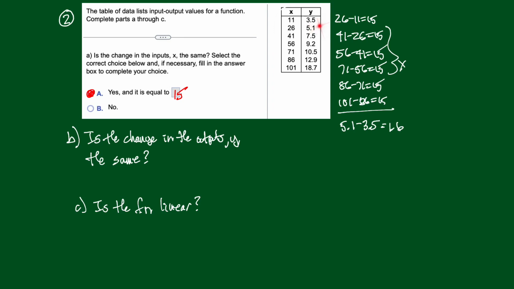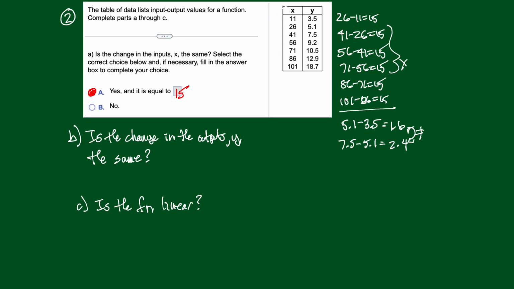Now, the next one, right? We just did 5.1 minus 3.5. Now do 7.5 minus 5.1. Right? So 7.5 minus 5.1. Well, I got 2.4, and right away these are not equal. So the y's are not increasing the same. So is the change in y, the output's, the same? No. All right, so no. So if we increment x by the same amount, but then the increments in y's are different, then is the function linear? No, it is not linear.